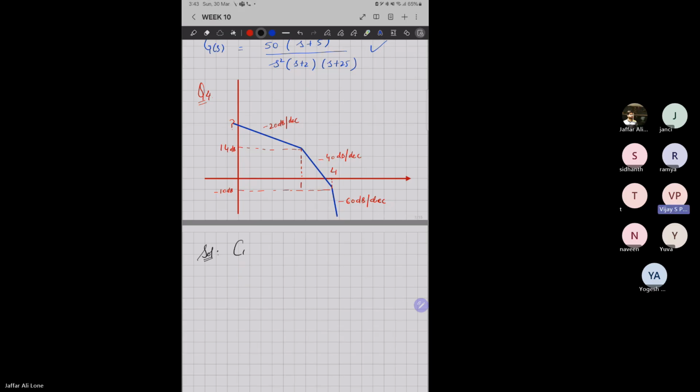Sir, corner frequency at origin is not given. Oh, yes. You can take it 0.1. No problem. Again, this corner frequency at origin, it depends on what the other frequencies given are. So if your frequencies are 0.5 or 0.23, then you can take at origin as 0.001, right? So again, it depends, but for this case you can take 0.1 because these are all approximate and asymptotic Bode plots.